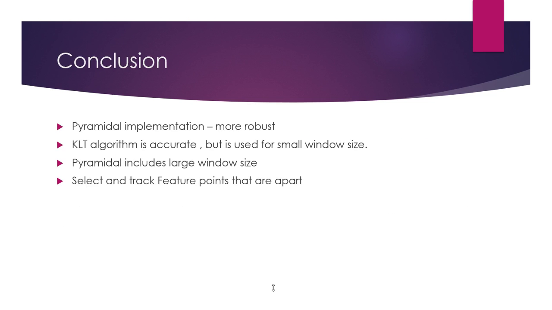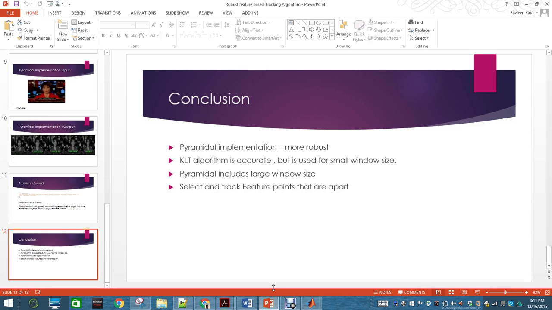The conclusion is that the pyramidal implementation is definitely more robust than the Lucas-Kanade tracker algorithm, as we have seen. The Lucas-Kanade tracker is accurate, but it is used for small window size. Pyramidal includes the large window size, and it is more robust, and thus it takes less time. And also it selects and tracks features that are far apart.